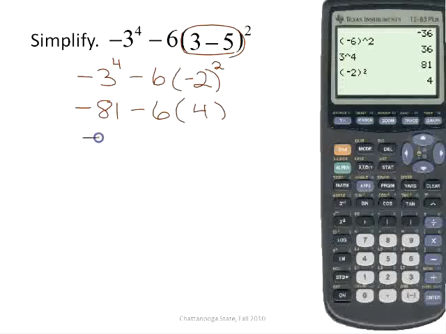Now I want to do this multiplication. So I have negative 81 minus 24. Both of these are negative, so I add them and I use the sign. This will be negative 105.